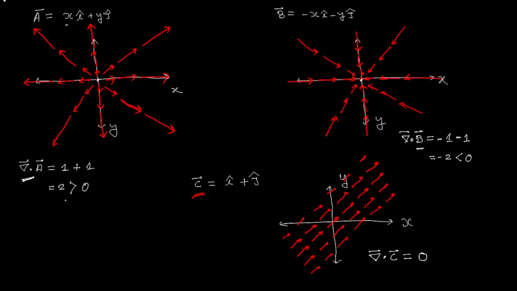So let me write one by one first. If divergence is greater than 0, what we can understand here is that this vector is spreading out, or you can say diverging, from a source region.